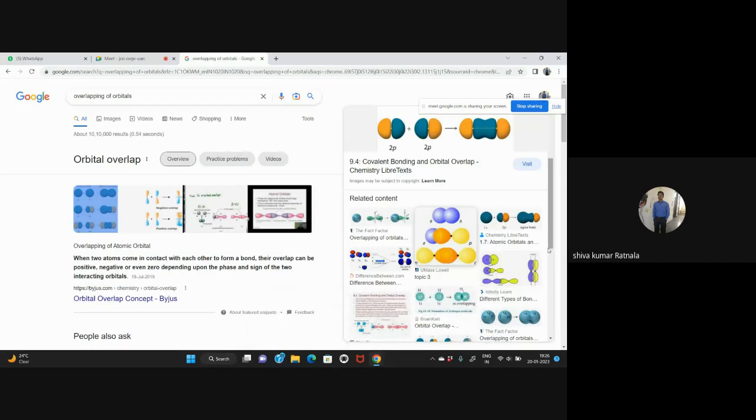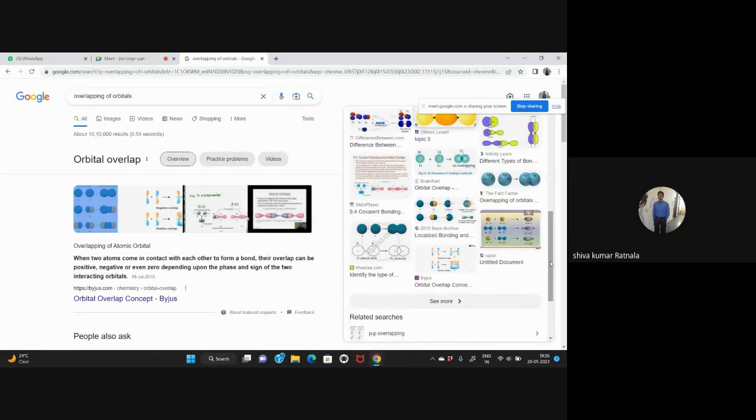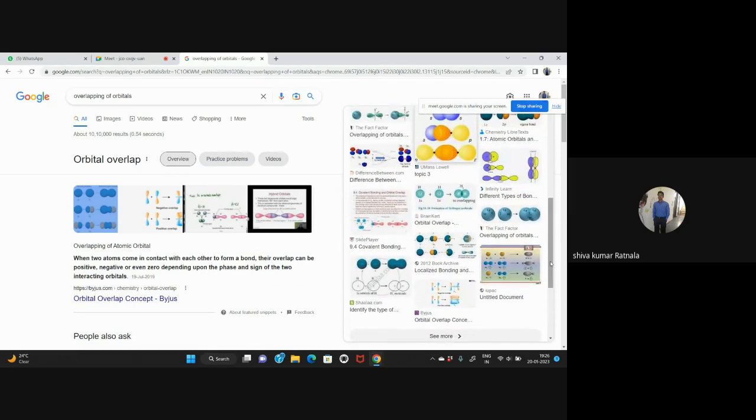That we can say is negative overlapping. Understood what I'm trying to say? What is overlapping?